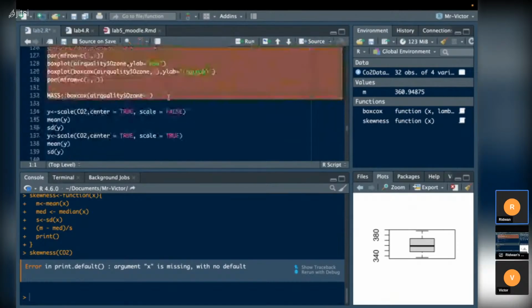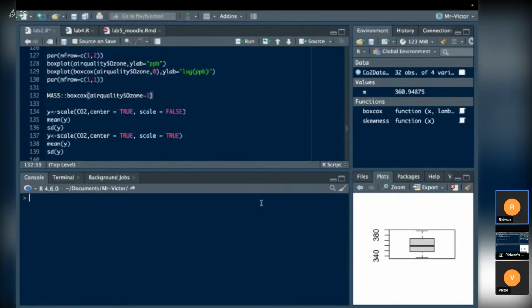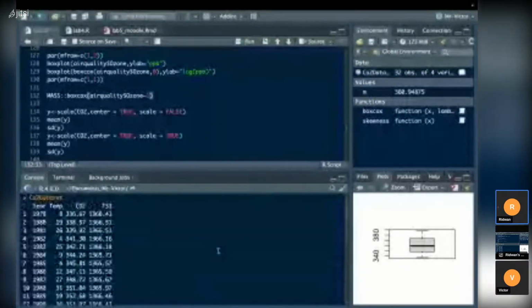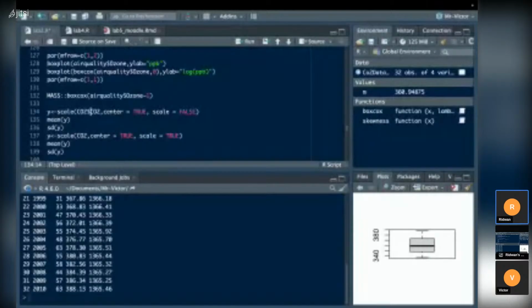Coming. CO2 should be under which data set? Let me see. Okay, I think this is the data set. Okay, this is it. So CO2, data set, $ CO2. I don't know if you get it.